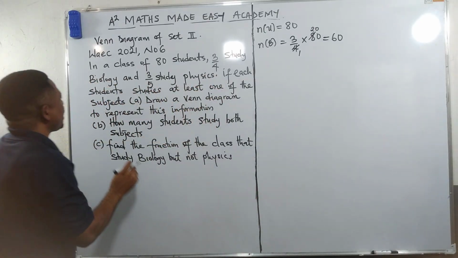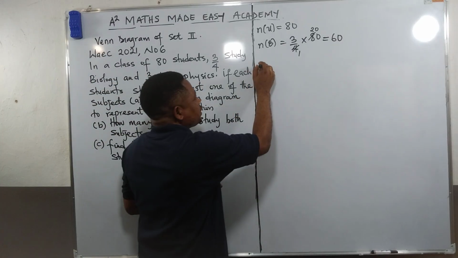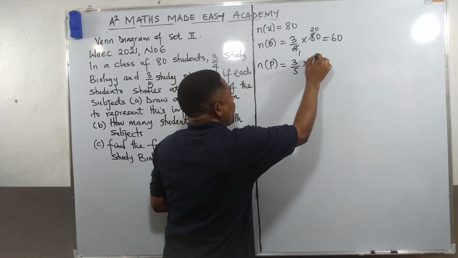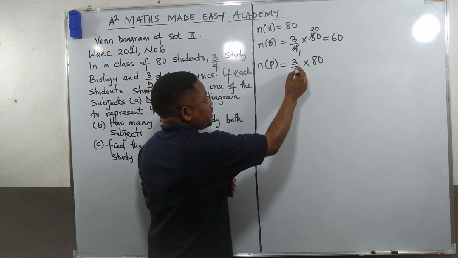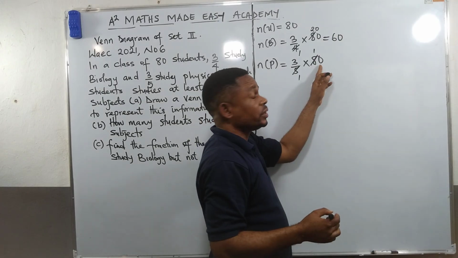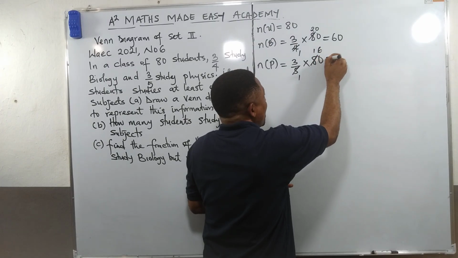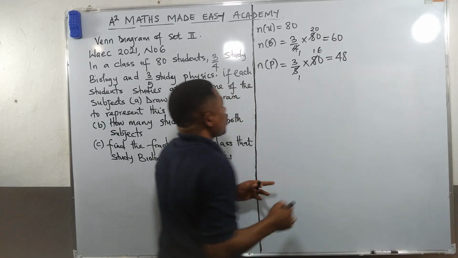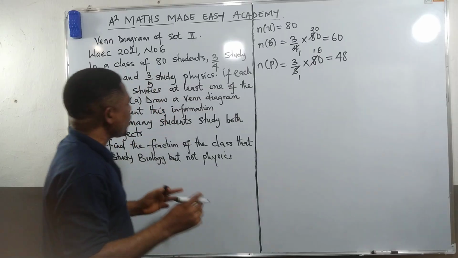Let's continue again. And 3/5 study physics. So the number that study physics is 3/5 of the universal set. Then can we divide again? 5 into 5 gives 1, 5 into 80 gives 16. Remember the 3. Multiply 3 times 16, it's going to give you 48. So those that offer physics is how many? 48. Are you there?